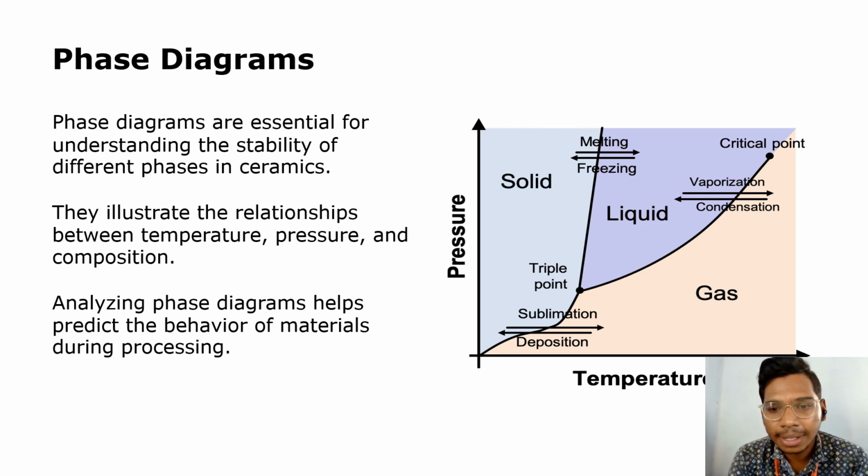Phase diagram: pressure and temperature. Solid, triple point, sublimation, and deposition. Melting and freezing. At the outermost point, it is liquid. Vaporization gives rise to condensation, and it leads to the critical point, beyond which the substance is a gas.